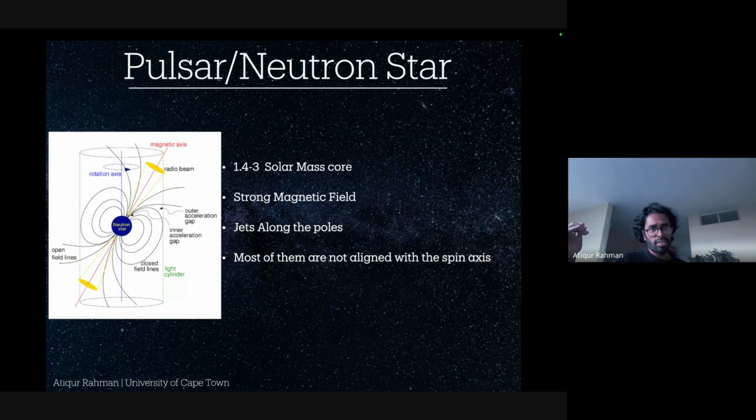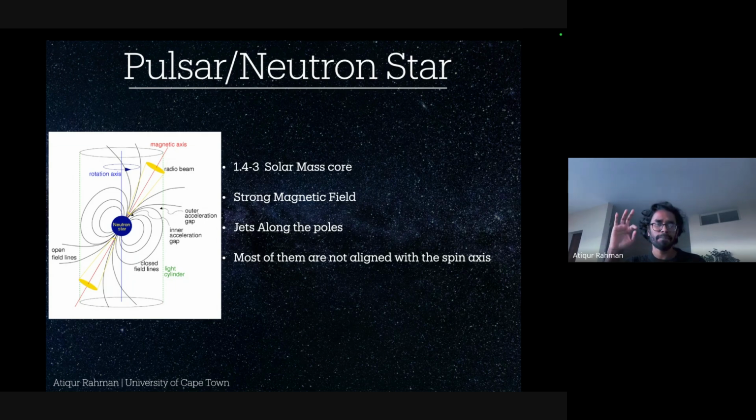new pulsar. And a few other properties of a pulsar are that it has a very strong magnetic field. It has jets along the two magnetic poles, and most importantly, they are not aligned most of the time with its spin axis.